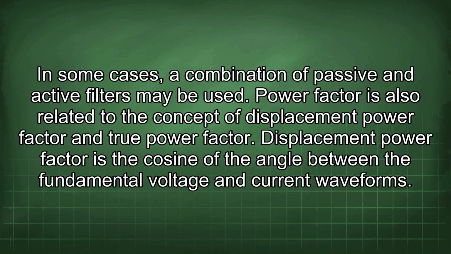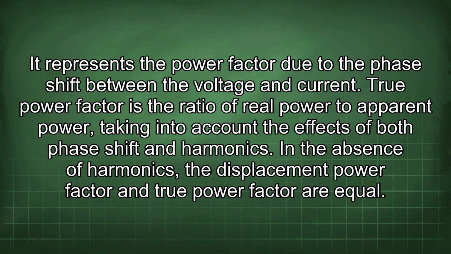Power factor is also related to the concept of displacement power factor and true power factor. Displacement power factor is the cosine of the angle between the fundamental voltage and current waveforms. It represents the power factor due to the phase shift between the voltage and current. True power factor is the ratio of real power to apparent power, taking into account the effects of both phase shift and harmonics. In the absence of harmonics, the displacement power factor and true power factor are equal.